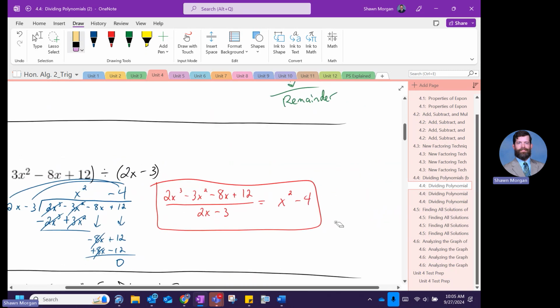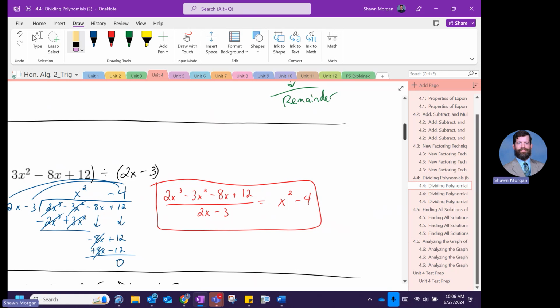Why is this an interesting result? Well, what kind of numerator is that? It's degree 3, so we call it a cubic polynomial.